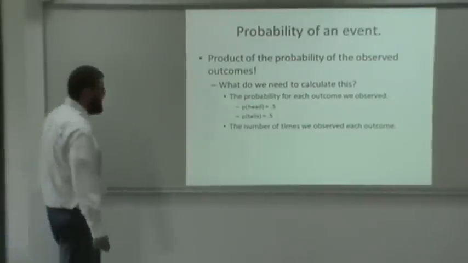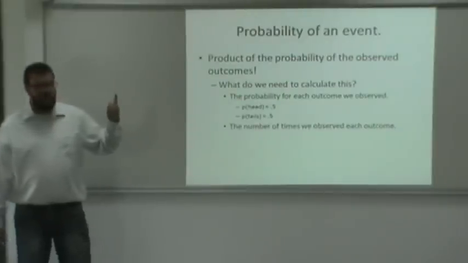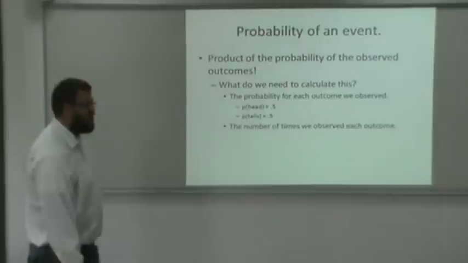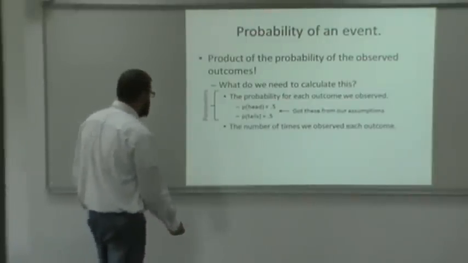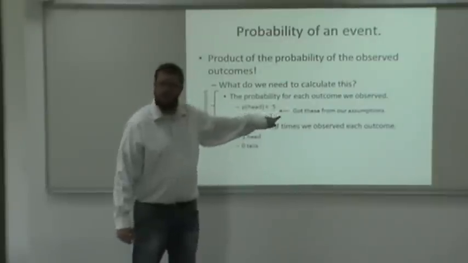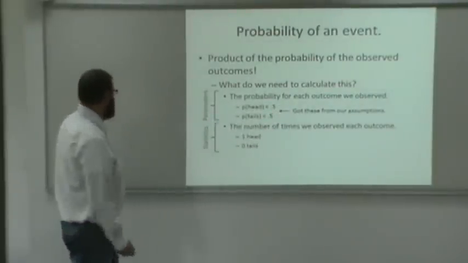How many times did we observe heads in one flip for this example? 1. How many times did we observe tails? None, right? We observed heads once, we observed tails 0 times. Again, these are our parameters. And we got these from our assumptions. We got this from theory, our theory about what a fair coin is.